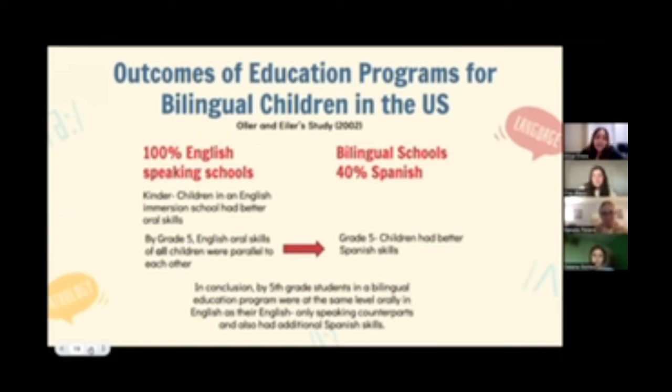So it's saying that in an English immersion school, so they speak 100% English, in kindergarten, children had better oral skills, but then by fifth grade, the children in English speaking schools were at the same level as children who spoke both Spanish and English in bilingual schools. So, in conclusion, by fifth grade, students in a bilingual education program were at the same level orally in English as their English only speaking counterparts and also had additional Spanish skills.